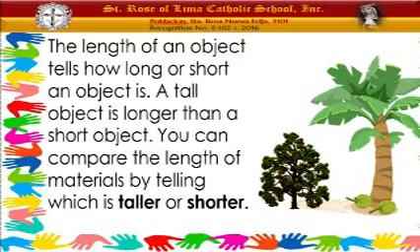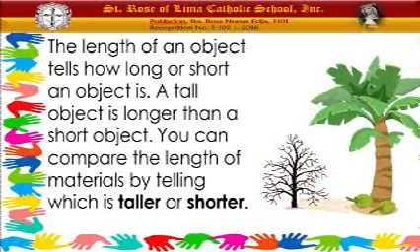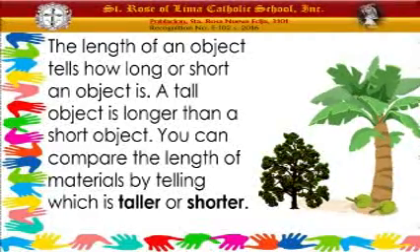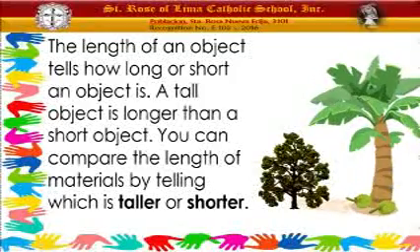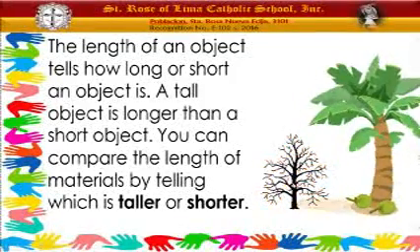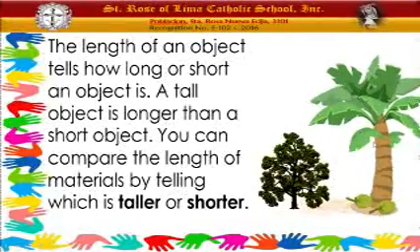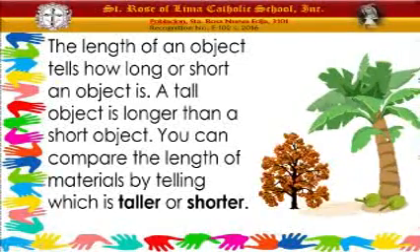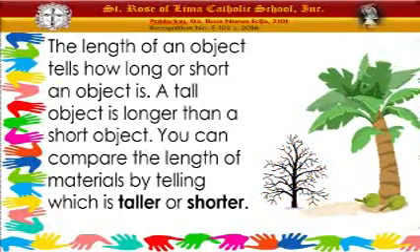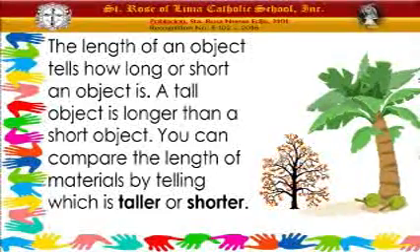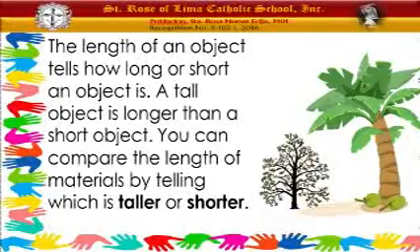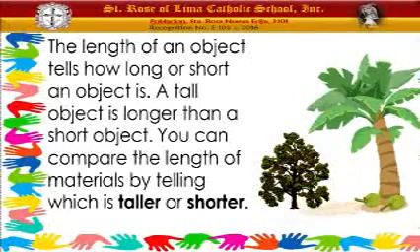The length of an object tells how long or short an object is. A tall object is longer than a short object. You can compare the length of the materials by telling which is taller or shorter. Just like in the picture, we have here a coconut tree and a tree. So, the shorter is the tree and the taller is the coconut tree. A tall object is longer than a shorter object. This means that the measure of space between the ends of a tall object is greater than the short object.